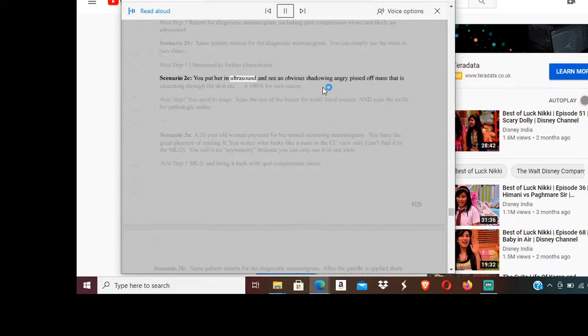Scenario 2C. You put her in ultrasound and see an obvious shadowing, angry, pissed off mass that is ulcerating through the skin, etc. It's 100% for sure cancer. Next step. You need to stage. Scan the rest of the breast for multifocal masses and scan the axilla for pathologic nodes.